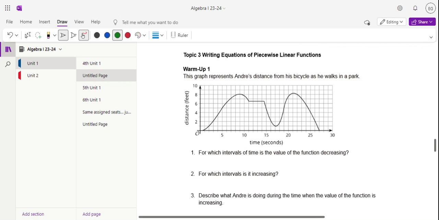Hi students, last topic of piecewise functions. So topic 3, writing equations of piecewise linear functions. So we've evaluated, we've graphed, and now we're going to write those equations here.